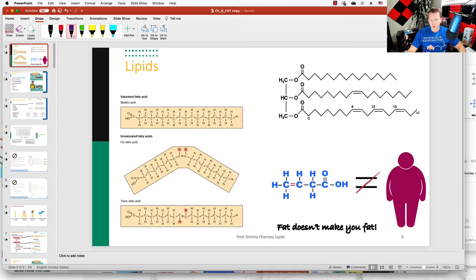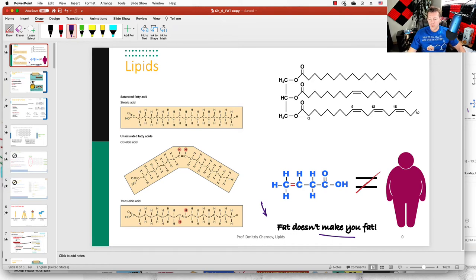And if you think that fat does make you fat, I hope by the end of this lecture you will know that this is not true. If you think that fat will make you fat, it can make you sick, but probably not fat.